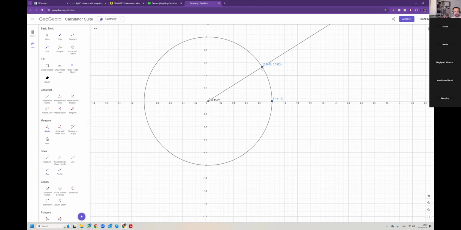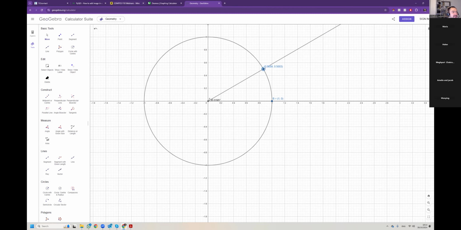So I want to clarify. This is a circle of radius 1. A ray originating at 0 and going through the circle. It crosses the circle at some point. Okay, so let me just move this point. Let's say I move this point so that I'll try to make 30, as close to 30 as possible.